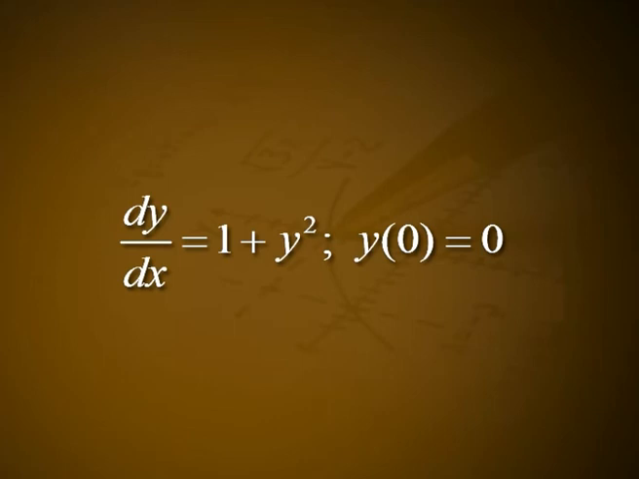Problem. Given dy/dx = 1 + y^2, y(0) = 0. Compute y(0.8) and y(1.0) using Milne's method. Solution. Step 1. Determination of y(0.8).